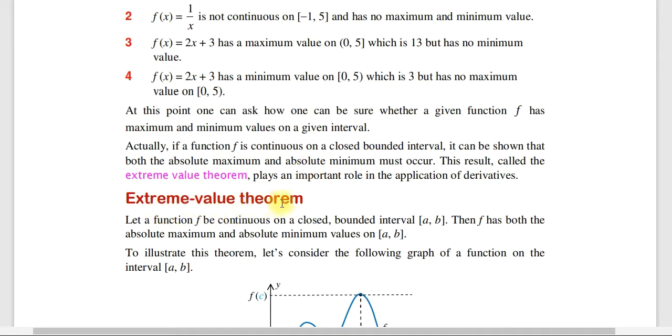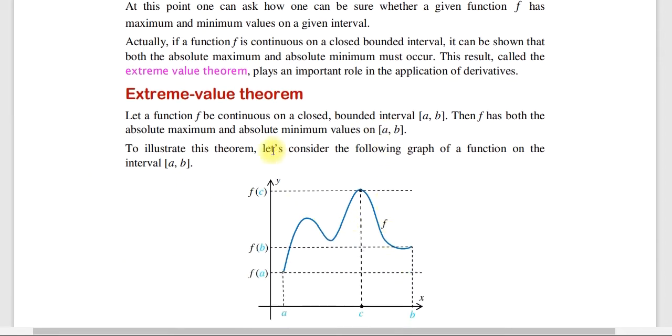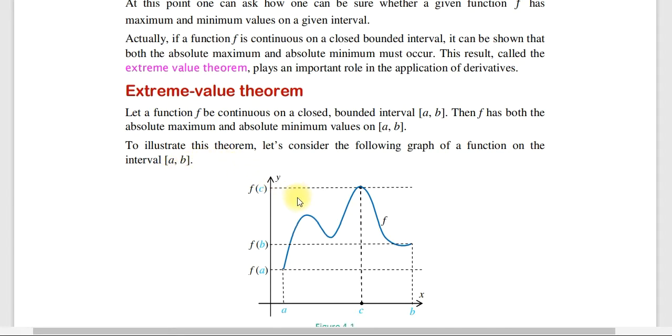Okay, so there's an extreme value theorem. It says: let a function f be continuous on a closed bounded interval [a, b]. Then f has both an absolute maximum and an absolute minimum value on the closed interval [a, b]. To illustrate this theorem, let us consider the following graph of a function on a closed interval [a, b].